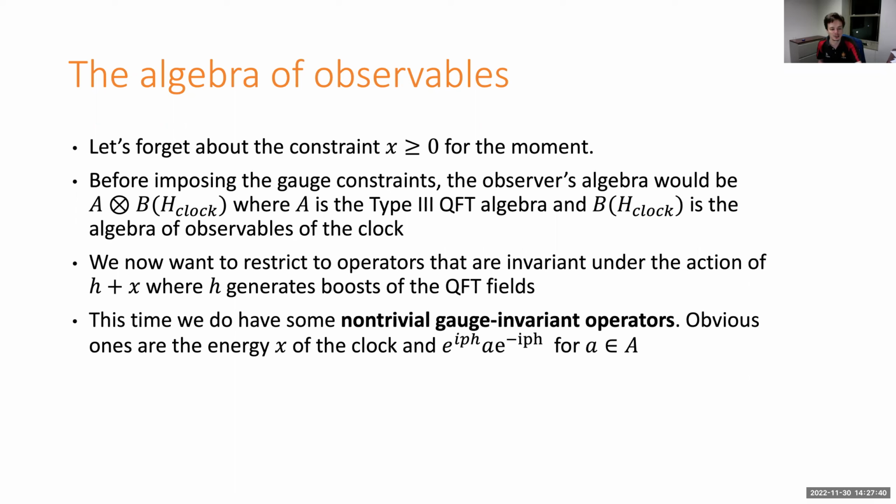Two obvious examples are, firstly, just the energy of the clock. That commutes with H plus X, because it just is X. And the second one is to take a QFT operator A, it can be any QFT operator A, and then conjugate it with e to the minus iPH, where P is the conjugate momentum to X. Roughly what this is doing, you can think of P as telling you the time the clock shows at coordinate time 0. So this is taking some operator at coordinate time t and shifting it so it instead acts at clock time t rather than coordinate time t. That's why it's gauge invariant, because it's defined using clock time rather than the coordinate time.